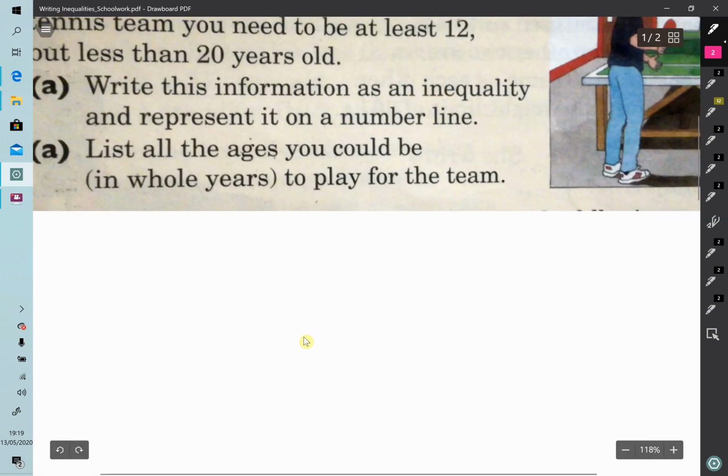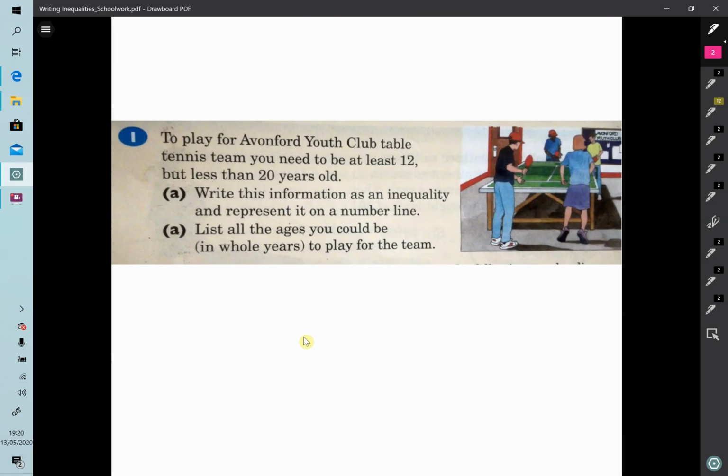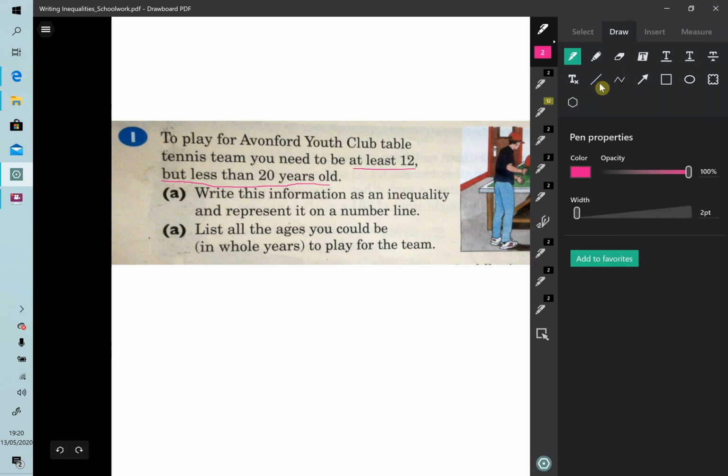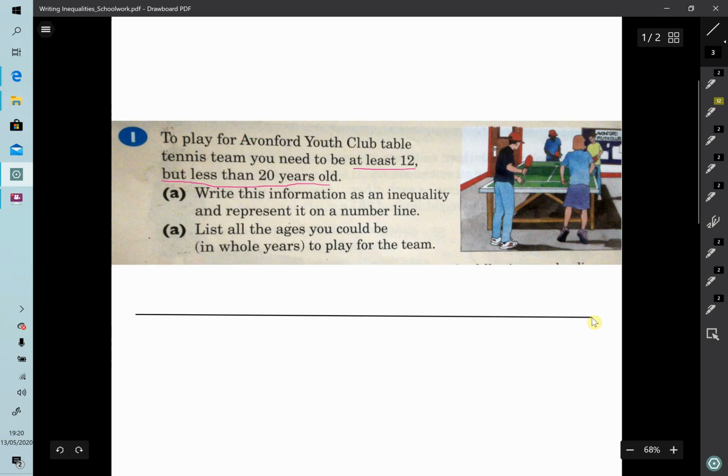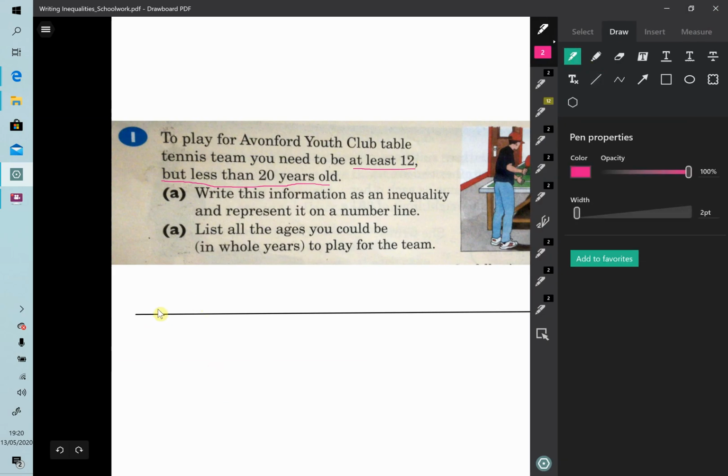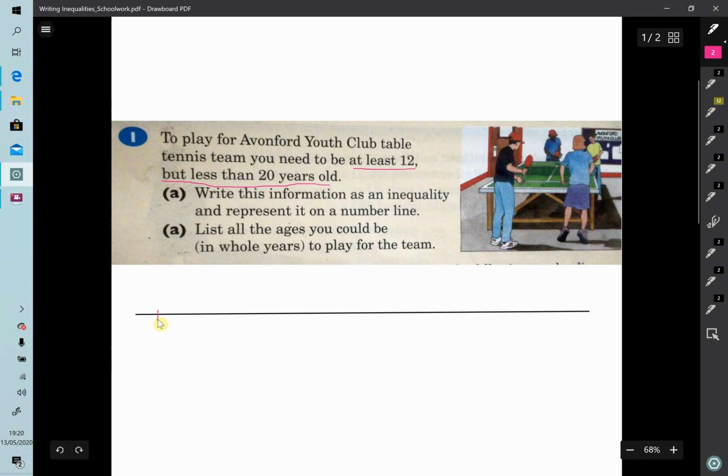So let's read this scenario. If someone would like to play at this particular club, they need to be at least 12, but less than 20 years old. We're going to present this as an inequality and represent it on a number line. So let's start our number line. At the same time, let's draw a long line. Which are the two numbers being presented here? 12 and 20. So automatically, your number needs to be between 12 and 20.